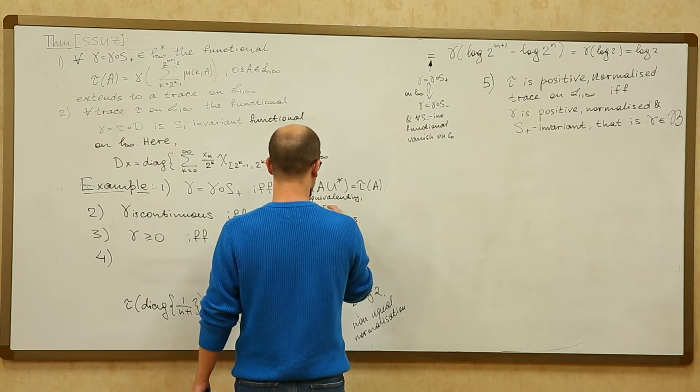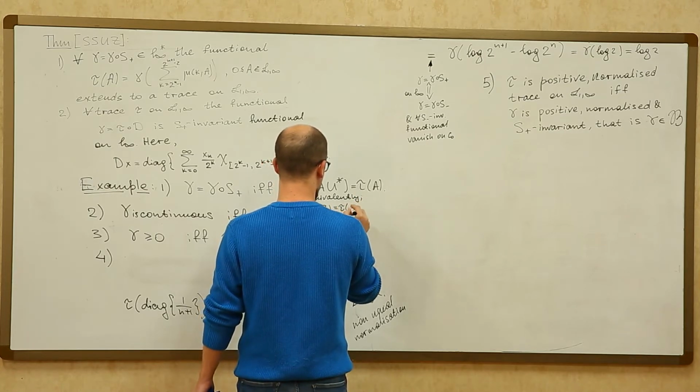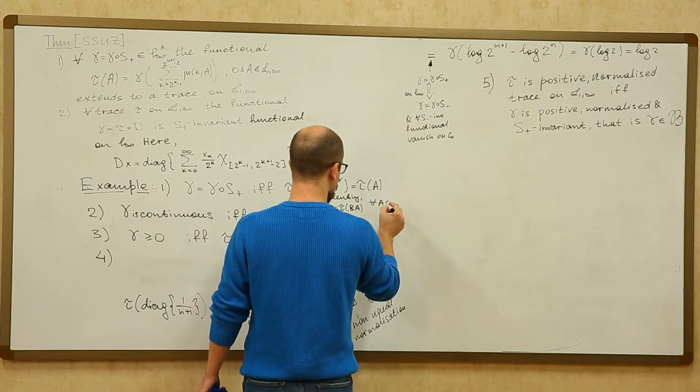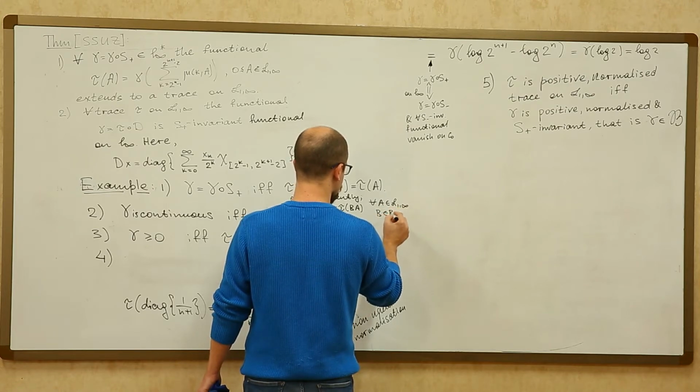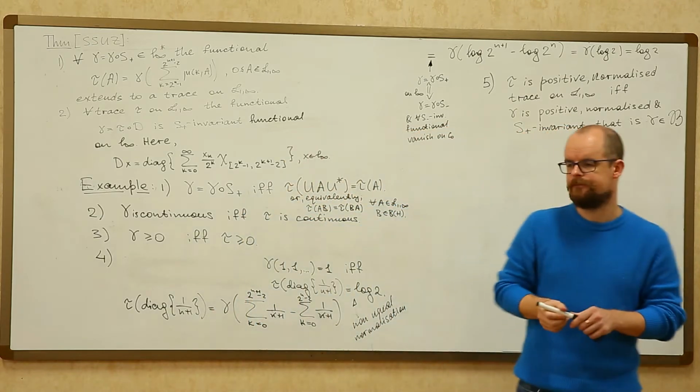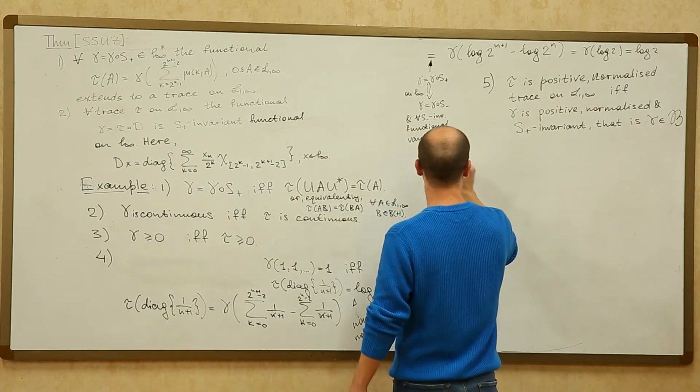Tau of AB equals tau of BA for every A from the ideal and B. Yes, so these are equivalent. Example number 6.